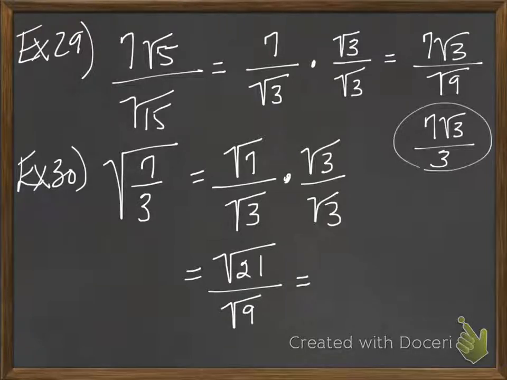Will 21 simplify? Is it a perfect square? No. Does it have any factors that are perfect squares? Nope. So you got to leave that as the square root of 21. Is 9 a perfect square? It better be. If it's not, you've done something wrong. Square root of 9 is 3.